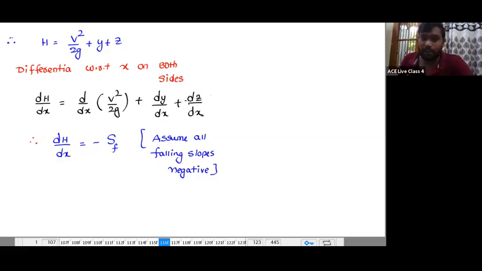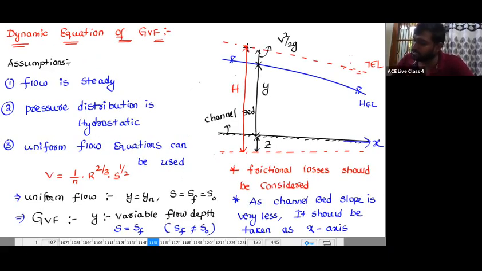Okay. And then we go for the dz by dx. See, this is dh by dx, the slope of the total energy line. And now dz by dx is the slope of the channel bed. The total vertical ordinate from the total energy line to the datum, H with respect to X, is nothing but SF. And from the channel bed to the datum, that is Z, dz by dx, that slope is going to be S naught. S naught means channel bed slope.